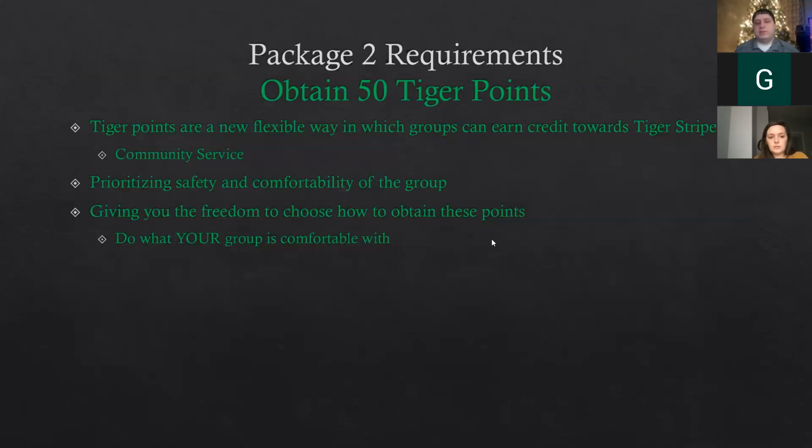All right, so what are Tiger Points? Tiger Points are our new way of letting you, as student organizations, pick how you want to earn credit for the Tiger Stripes program. Previously, these 50 Tiger Points were required for you to do 50 hours of community service. So we've taken it out of being only community service to give you more options.